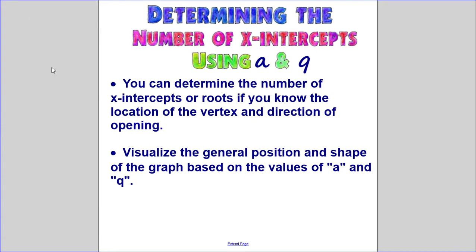So just to recap, A and Q come from our vertex equation, or our form here, which is just y is equal to A, x minus p squared plus q. So here really we're going to be looking at the A value and the Q value, mostly to understand how we can visualize the general position and shape based on the values of A and Q.